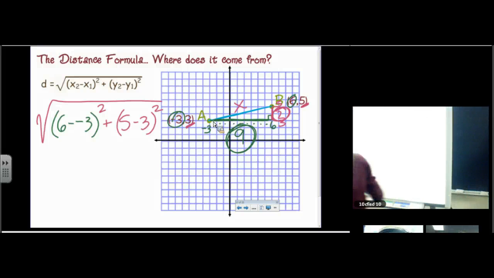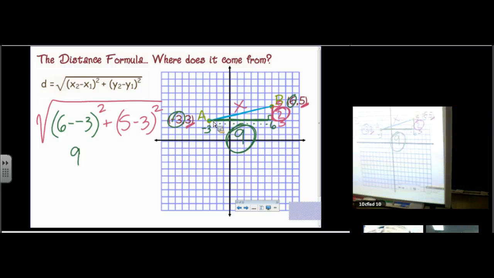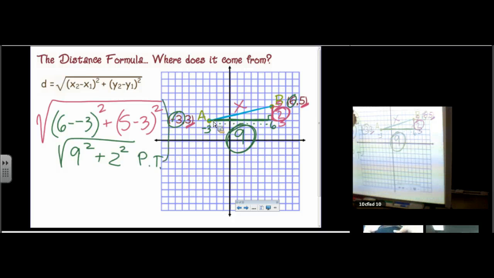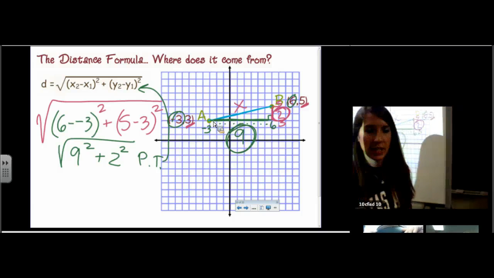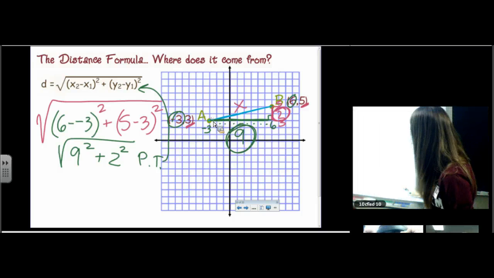So this is really 9 squared plus 2 squared, and it's the square root. See, that's Pythagorean theorem right there. And that is the distance formula. So they're really just the same thing, okay?